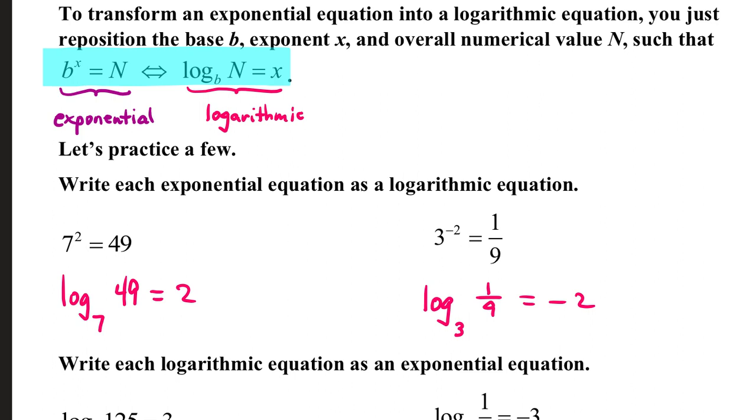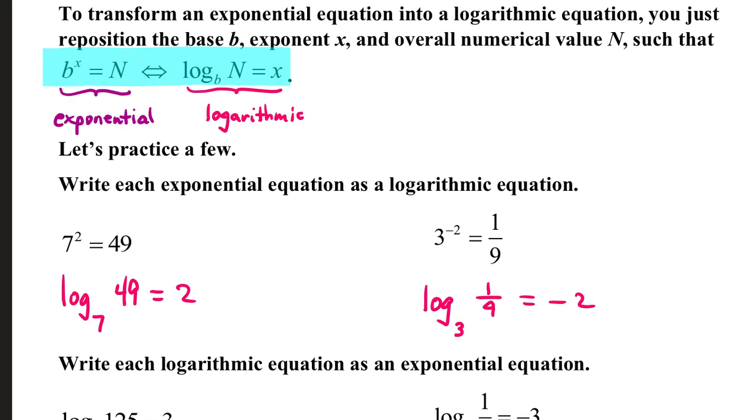The way you interpret a logarithm is that what a logarithm is equal to is the exponent that it takes to get the base number equal to the numerical value. 7 to what power is 49? Squared. Very good. The example to the right, base 3, numerical value 1/9, exponent -2. So this exponential equation in logarithmic form is log base 3 of 1/9 equals -2.